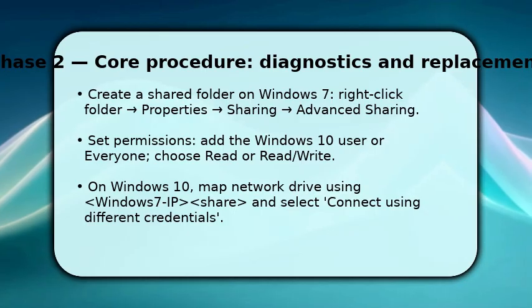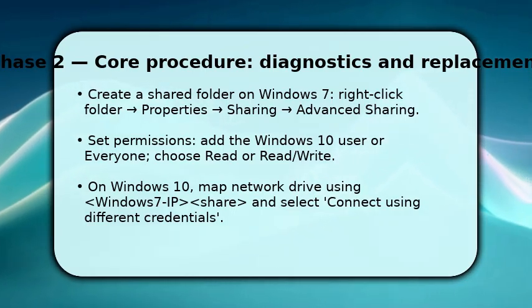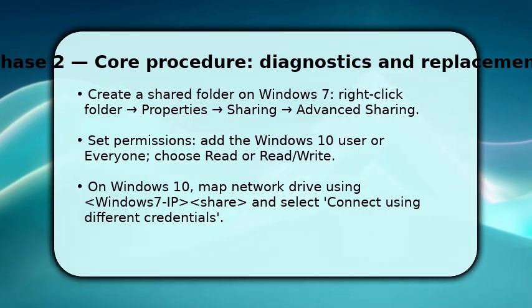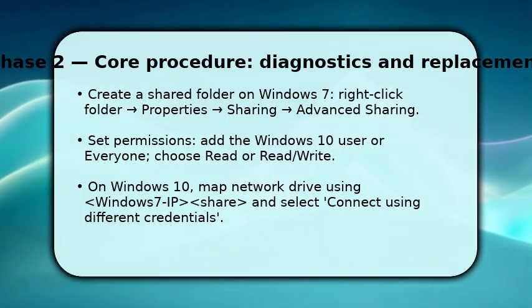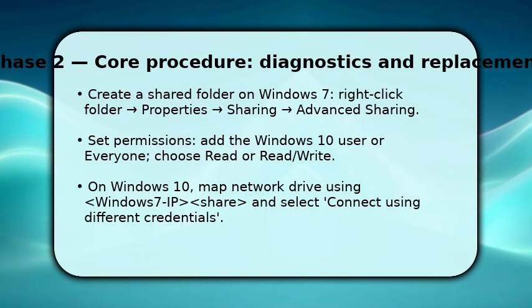On Windows 10, open File Explorer and Map Network Drive, enter \\Windows 7 IP\share, and check Connect using different credentials. When prompted, enter the Windows 7 username and password. This establishes the authenticated session required.